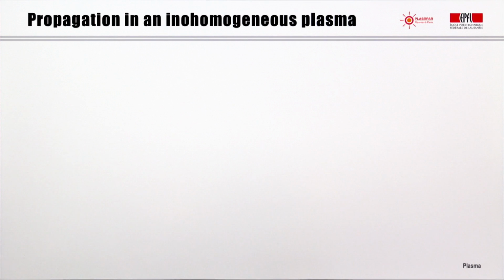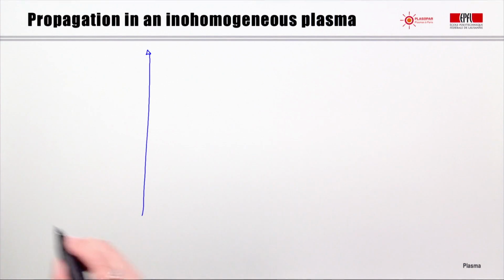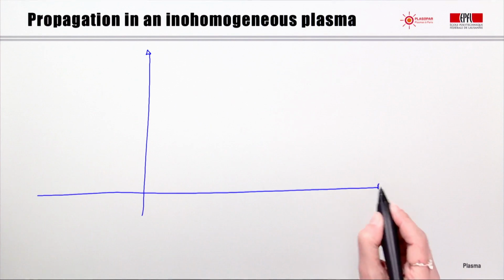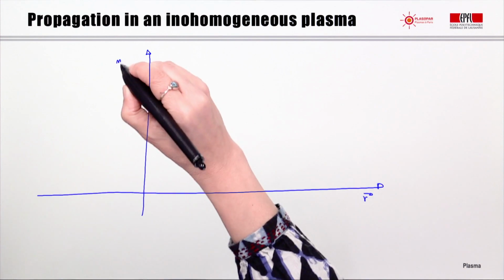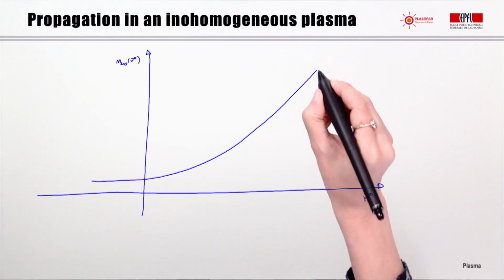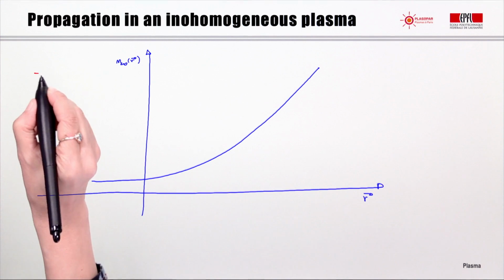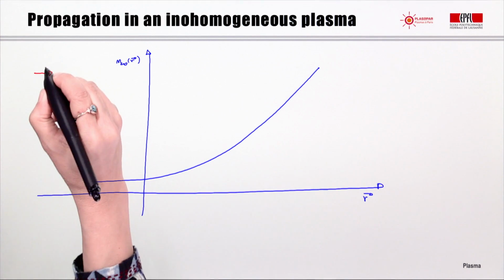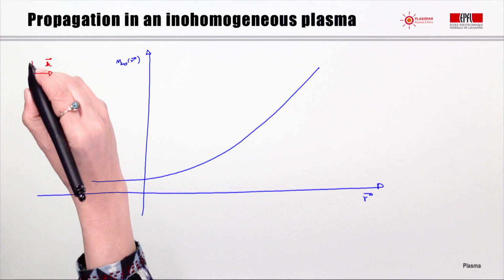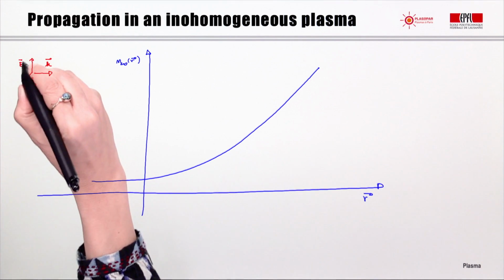The notion of critical density is very useful if we consider that the plasma density is not homogeneous. So what I'm showing here is a density profile that evolves with space. The equilibrium density is a function of space, and for example, it has a shape like that. Now I can consider an incoming wave that is propagating in the same direction of the density profile. For example, it can be something like that.